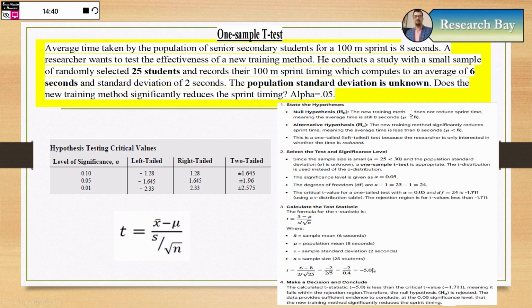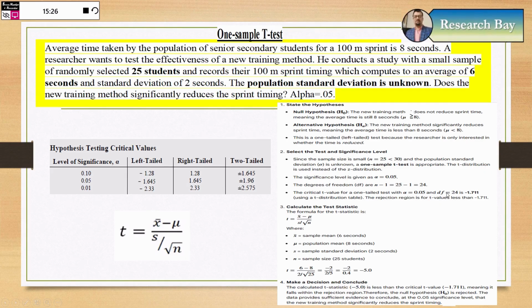Putting these values, you get minus 5. You see here, minus 5. 6 minus 8. 6 was the sample mean. 8 was the population mean. 2 is the standard deviation, you see, 2 seconds, and divided by the square root of the sample size, which is 25. You get minus 5. Now we have to compare this with the critical t-value for a one-tailed test with alpha of 0.05 and degrees of freedom, which is n minus 1, 24.